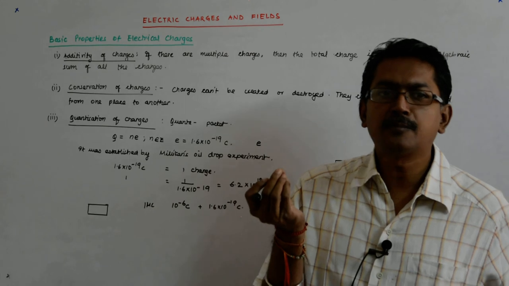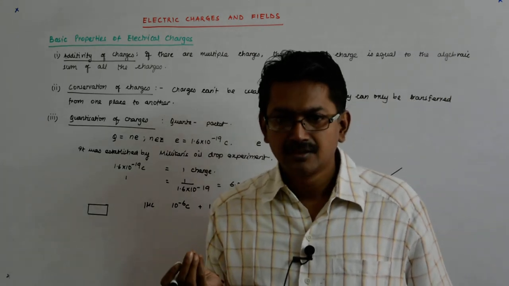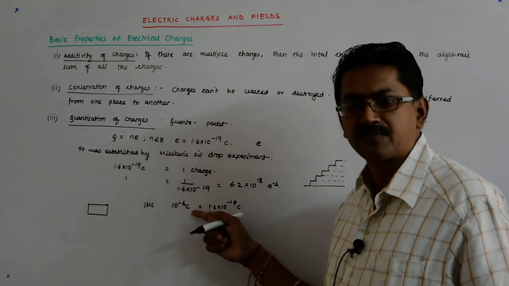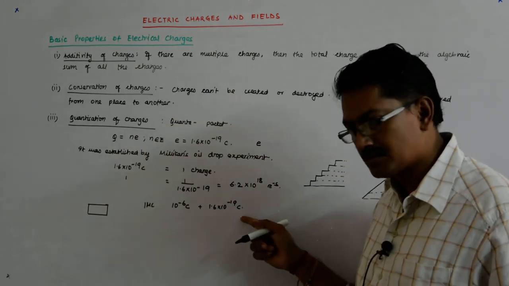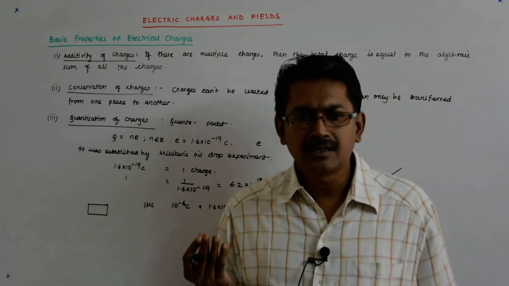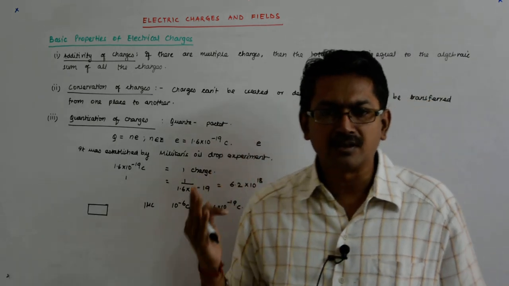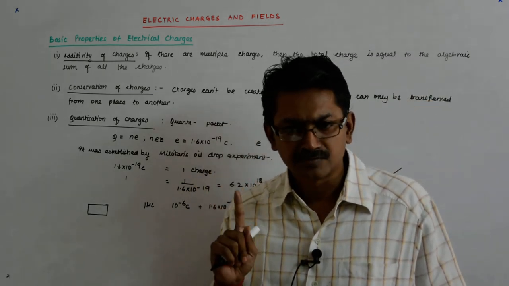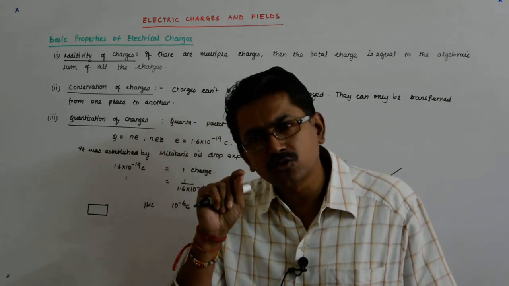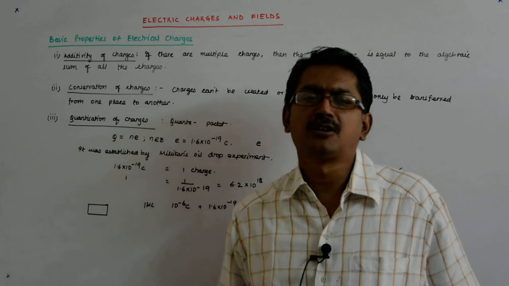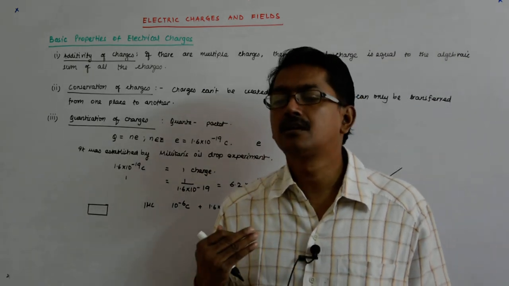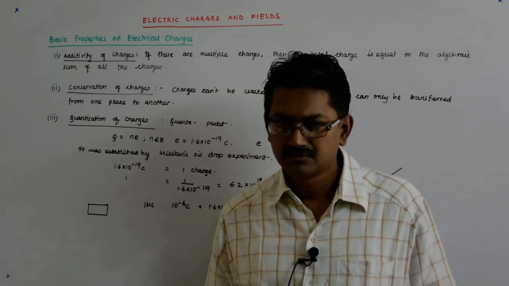So the moment you come to macro kind of charges, even a nanocoulomb, even a femtocoulomb, if I increase it by one electron, it'll take 6,200 electrons to make one femto. You understand that? So those changes are so small, even for the smallest of the charges, that normally we consider the change to be a continuous change.